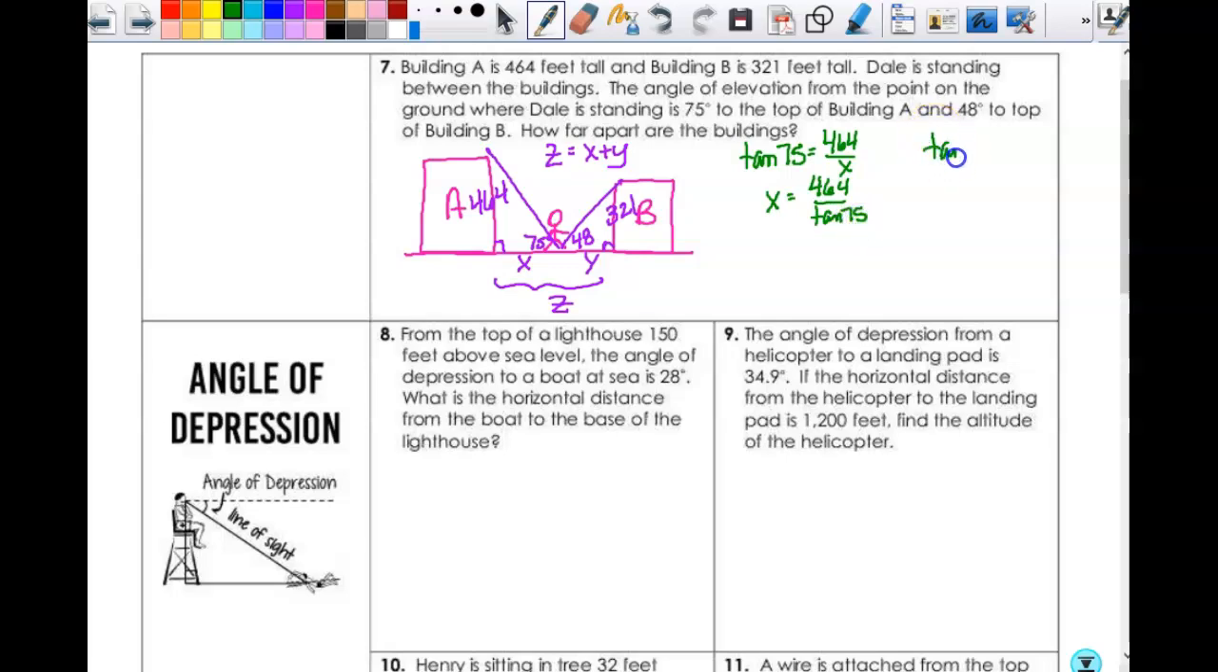Then I do the tangent of 48. That's equal to 321 over Y. So Y is equal to 321 over the tangent of 48. Then Z is just you adding them together. So 464 over the tangent of 75 plus 321 over the tangent of 48. If you type that in the calculator just like it is, use the fraction key so that you do not have to do a whole bunch of unnecessary parentheses.